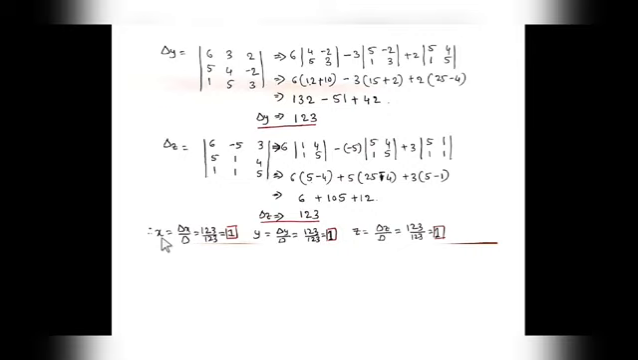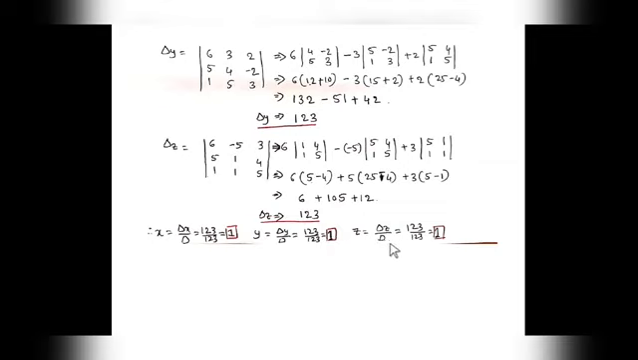We know that to find the value of x, we have to take delta x upon delta. Delta value is 123 and delta x value is 123. 123 upon 123 is 1. Y value is delta y divided by delta, that is 123 divided by 123. Delta y value is also 123. Delta value is also 123. Again, I'll get the y value 1.